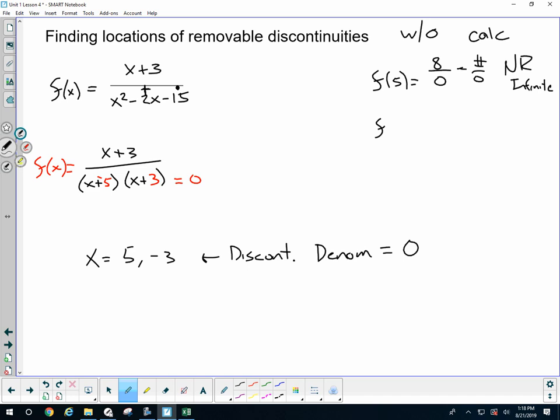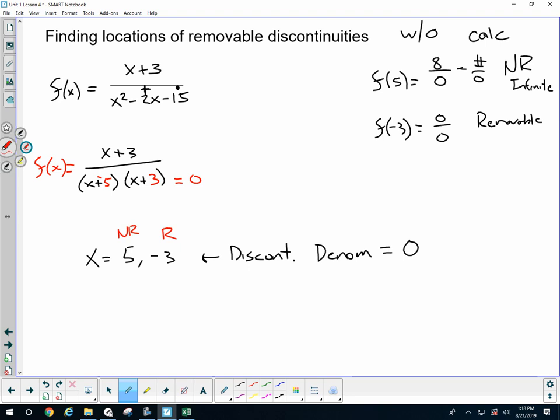If I plugged in negative 3, now we don't have to do this in the future because I'll show you how we know, you're going to get 0 over 0. But if I plugged in negative 3, I would get 0 over 0. That is telling me that I have a removable hole. So I would say that 5, non-removable, put like an R above it. Negative 3, removable, put an R above it.